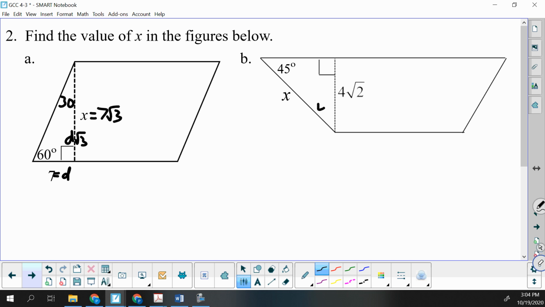In B, we've got a 45, 45, 90. Across from the 45 should just be D. So we already know our D. Across from the 90 should be D square root of 2. So we've just got to fill in our D and then multiply by the square root of 2. So the 4 square root of 2 times square root of 2 is just 2, so that's 4 times 2, so x is just 8.